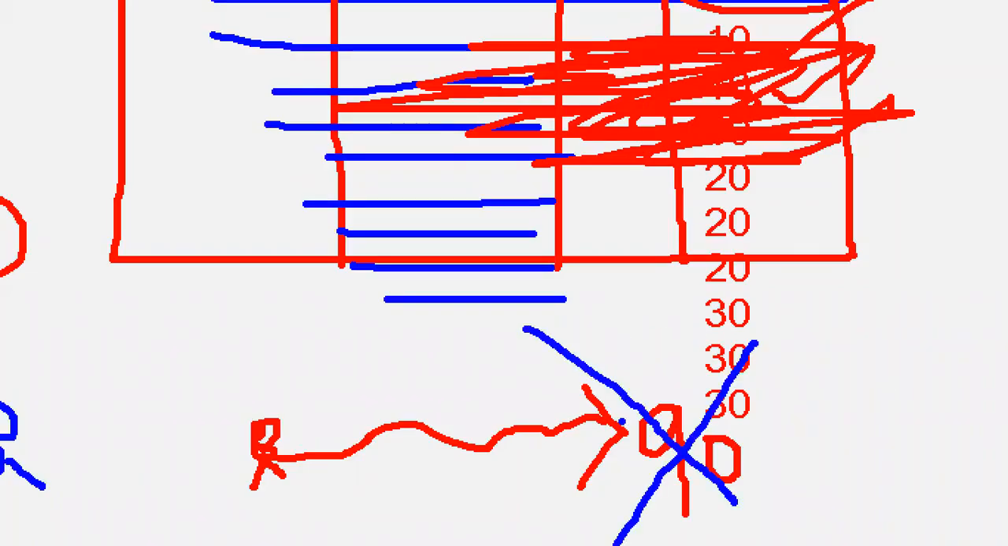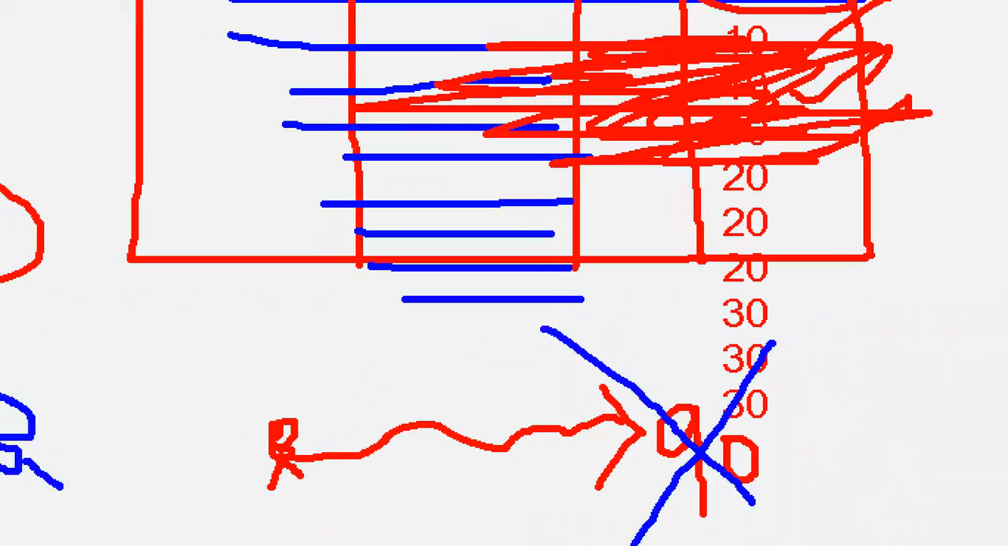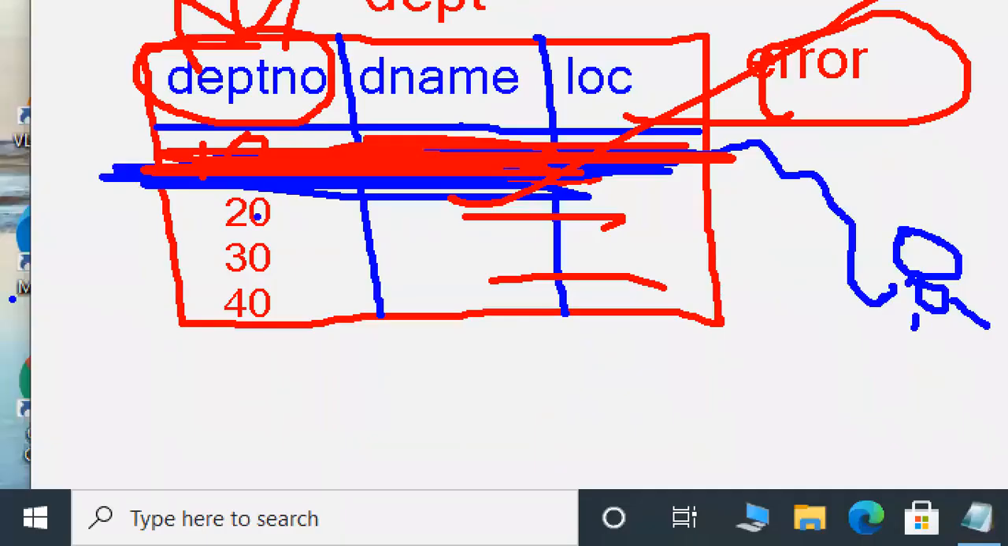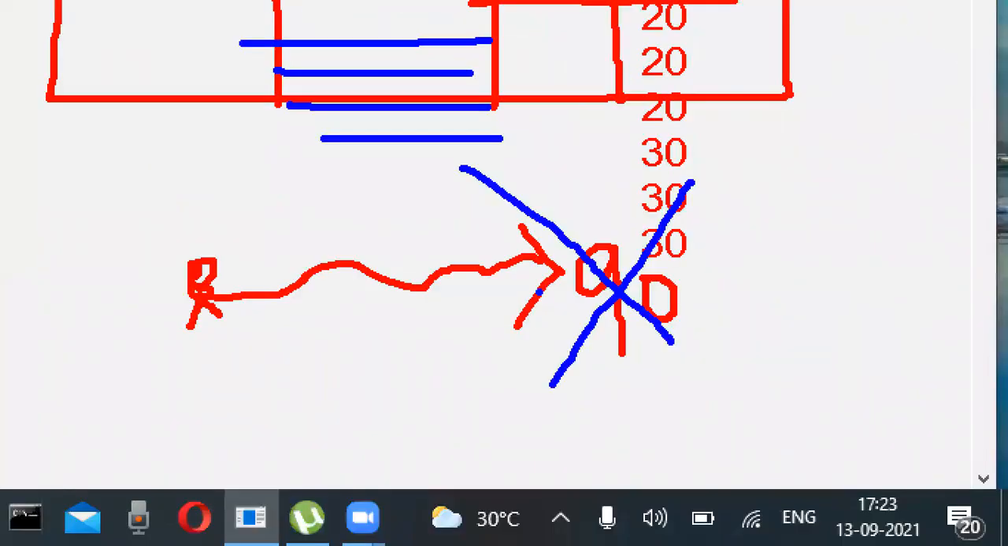Because none of your foreign key values are based on anything other than primary key values. This 90 is not available in the master table. You are observing? 10, 20, 30, 40 are there, but 90 is not there. That's why, trying to insert into a foreign key something other than primary key values is impossible. That is data security.